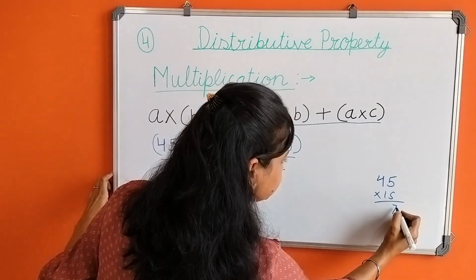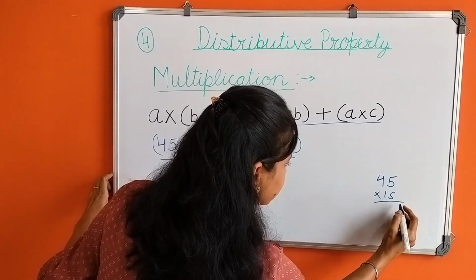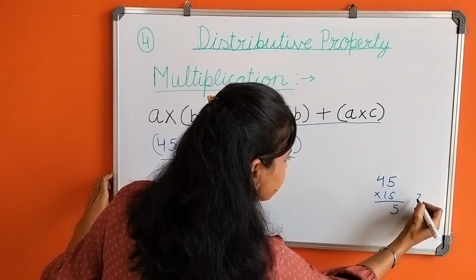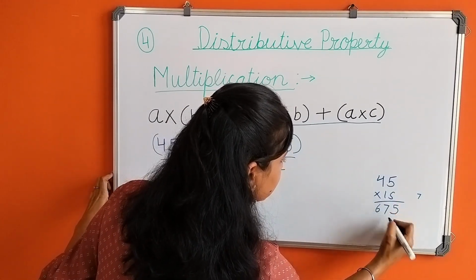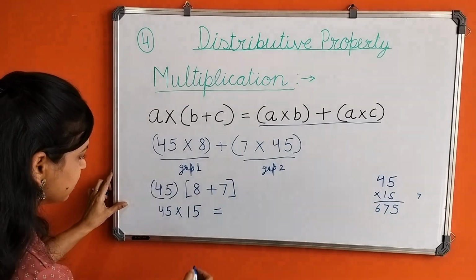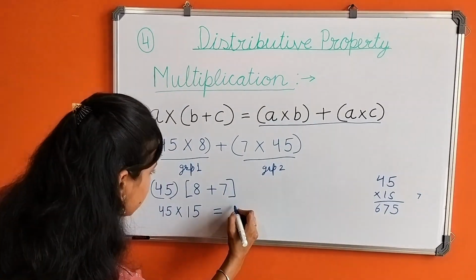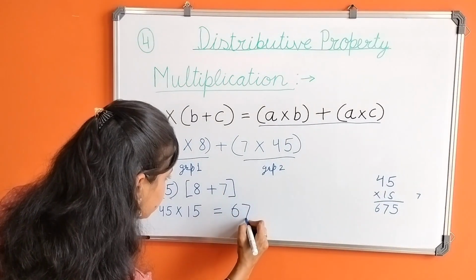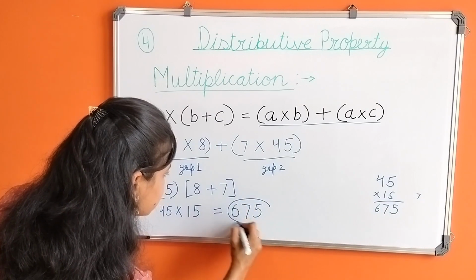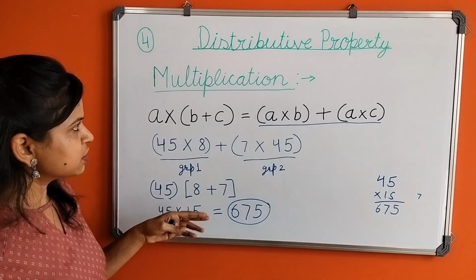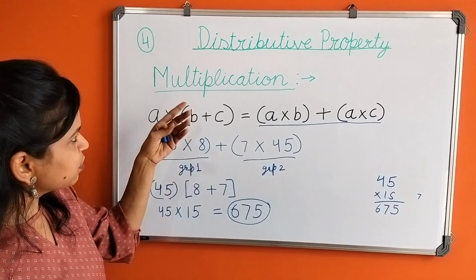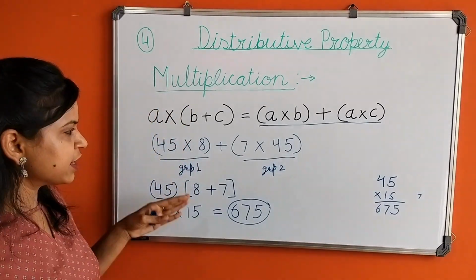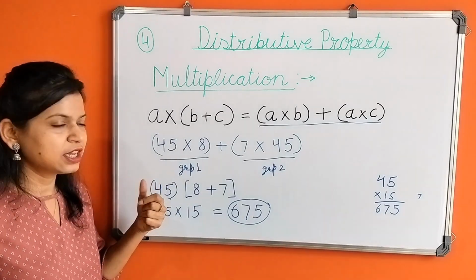15 5s are 75, 7 remainder. 15 4s are 60 plus 10. So 675 is the answer. This is our answer. So by this distributive method, we can solve this type of questions easily.